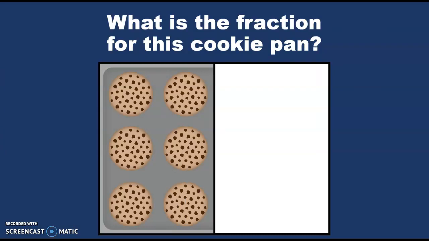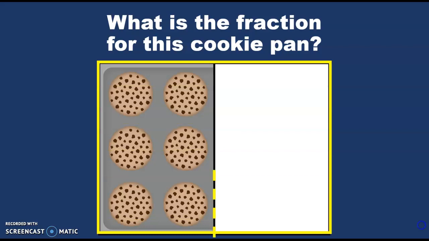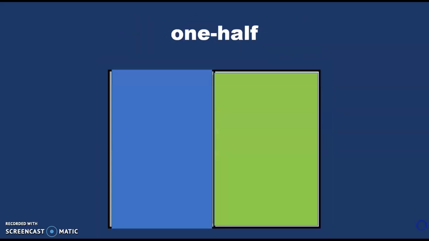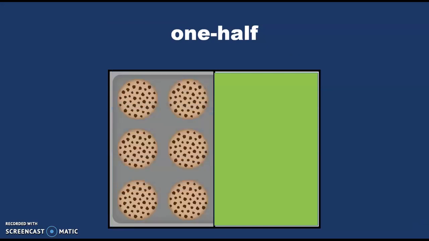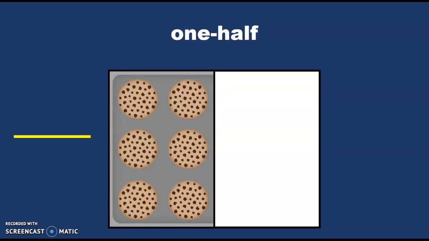What is the fraction for this cookie pan? This is 1/2 of the cookie pan. We have 2 equal pieces, but only 1/2 is there. 2 equal pieces, 1 has cookies, 1/2.